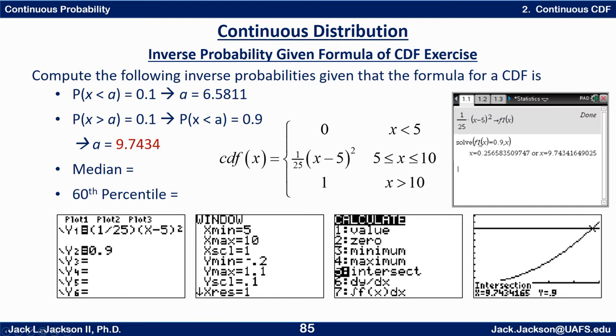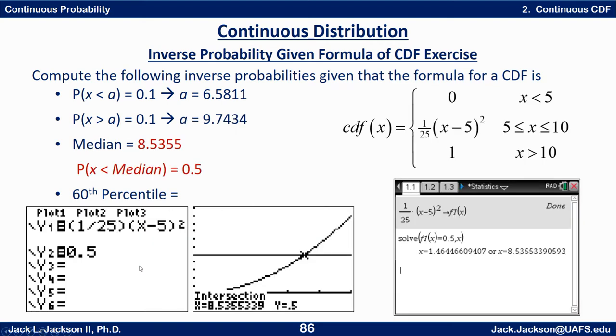On the Inspire, you still use solve f1 of x equals 0.9 for x. And this 0.25 again is outside this interval, so that one's thrown out. The one that is in the interval from 5 to 10 is the one that makes sense, the 9.7434. All right, compute the median of this distribution. Come back when you think you have an answer. Press pause now.